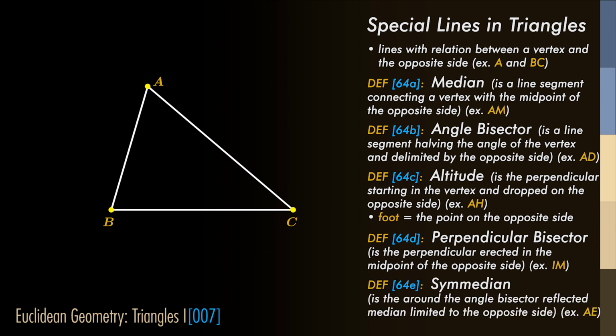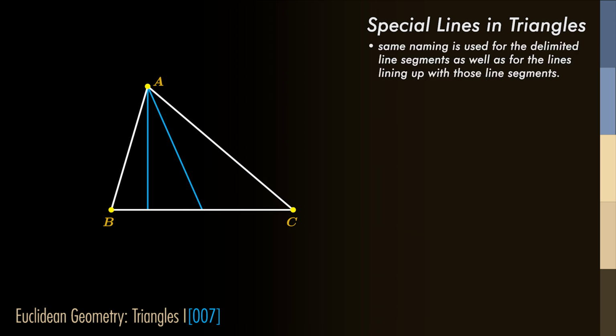A fifth and lesser known special line in the triangle is a symmedian. We first construct the angle bisector and median of a vertex. Then we reflect the median around the angle bisector. The line segment that we get, starting of course in the vertex and delimited to the opposite side, is called a symmedian in the triangle. In the figure, this is AE.